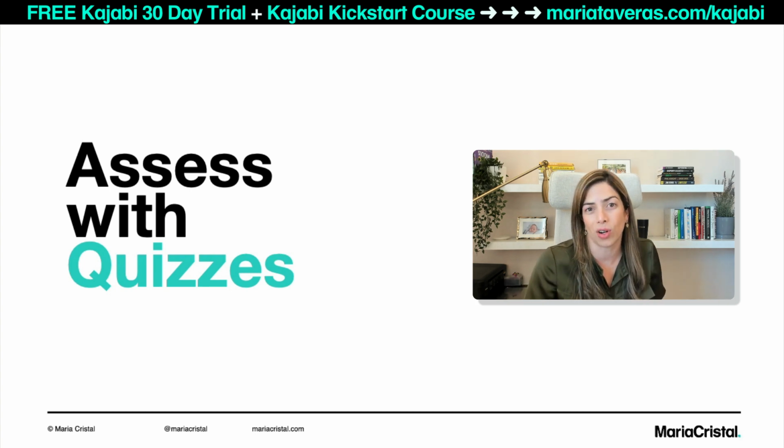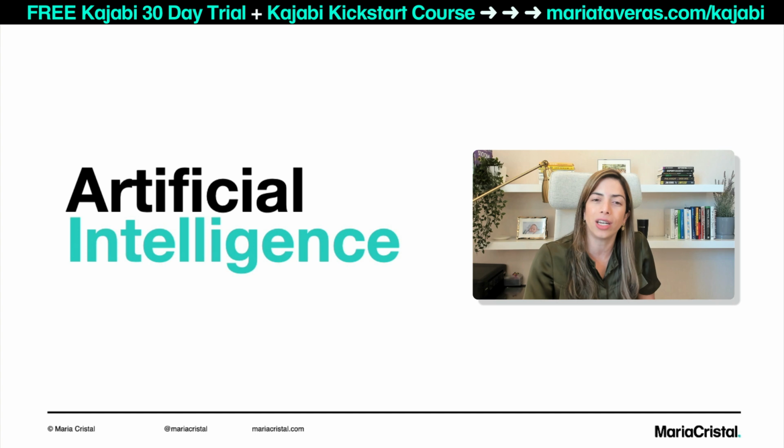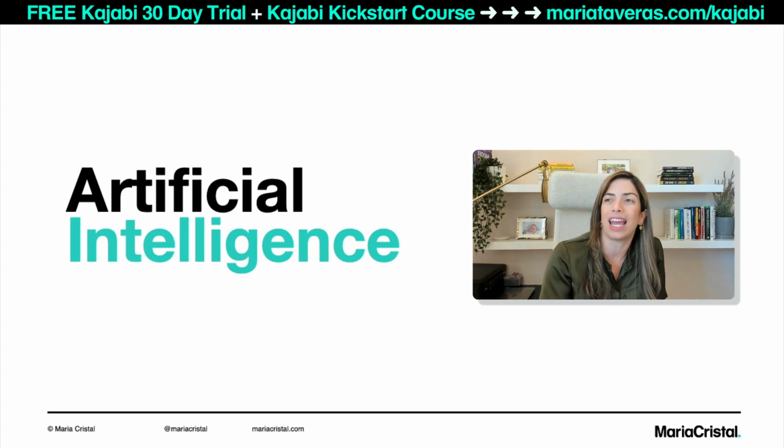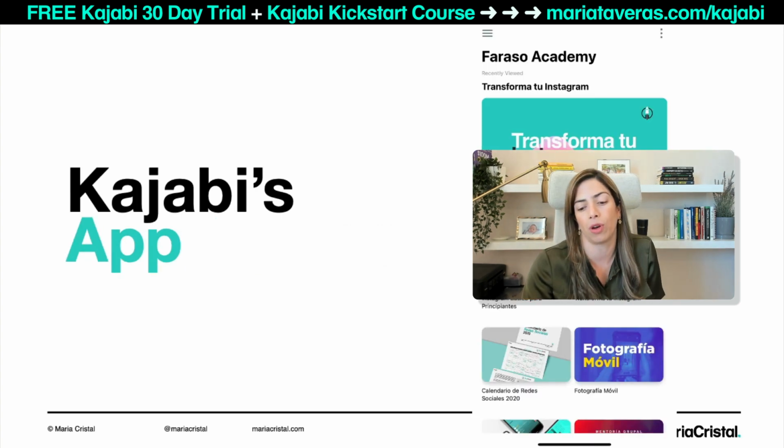You can assess their knowledge with quizzes after they take your online course, and now they're implementing a lot of artificial intelligence for you to make things easier, to have a more efficient process in the building. And in our last training, we will see how we can use Kajabi's AI and ChatGPT to do your process more efficiently.